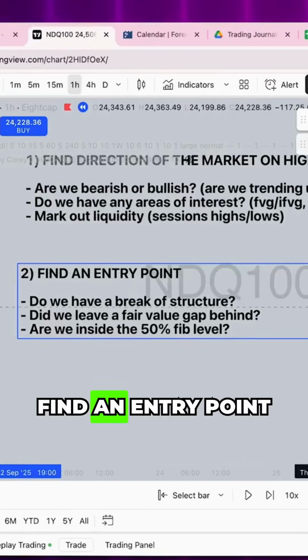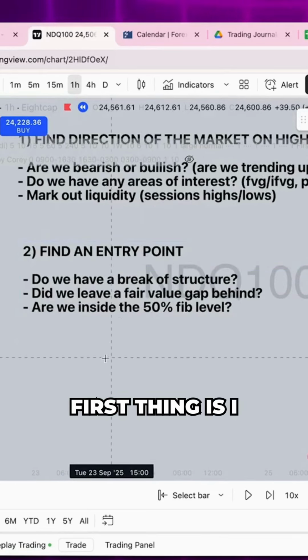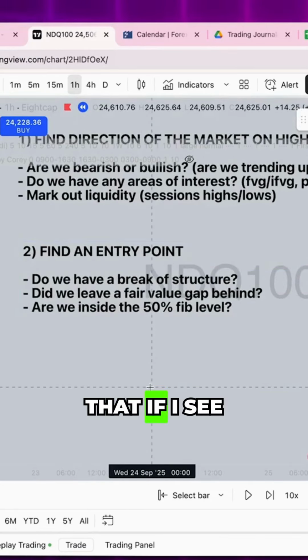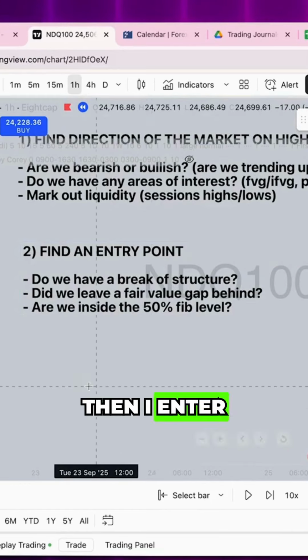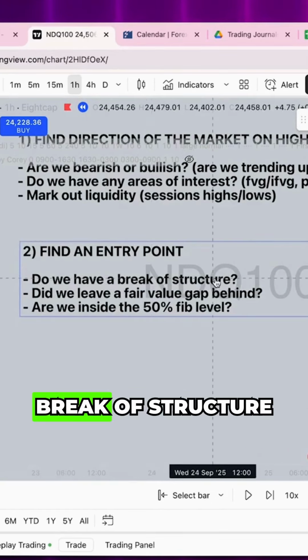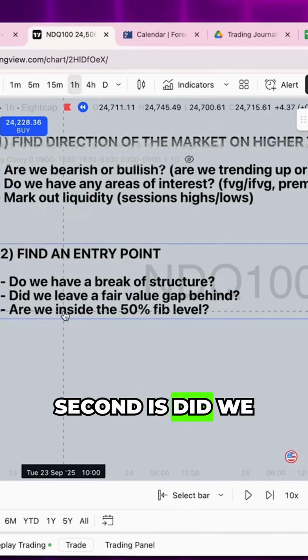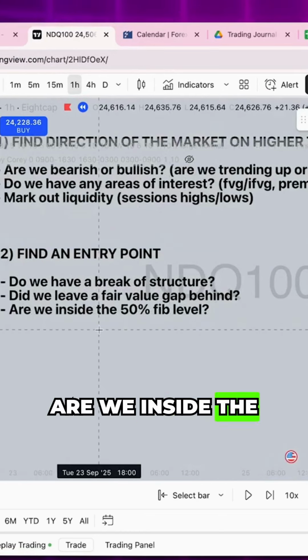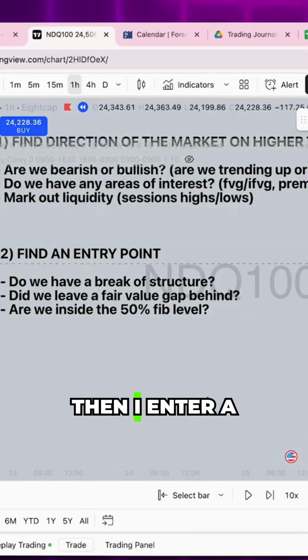Now, how do you find an entry point is the question. Well, first thing is I have a criteria, right? I have a list based on my strategy that if I see happen, then I enter, right? So first thing is, do we have a break of structure? Second is, did we leave a fair value gap behind? And lastly, are we inside the 50% fib level? If all three check out, then I enter a trade.